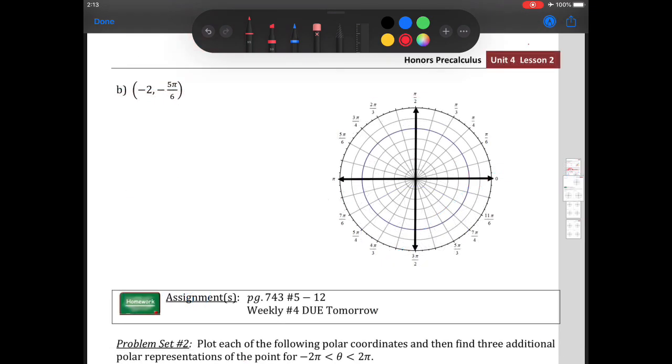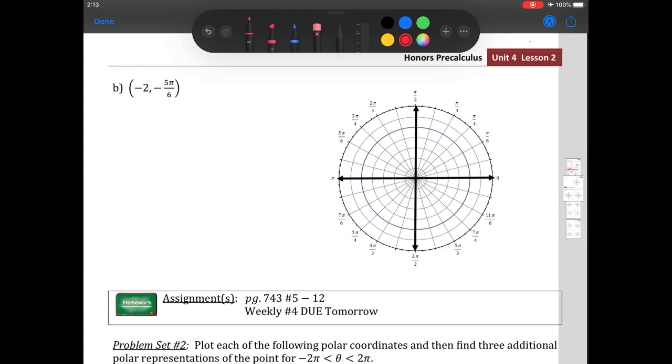So my question here says, this is my r. I always recommend writing r comma theta, at least for the initial part. Negative 2, again, start with your angle. Negative 5 pi over 6. Where's negative 5 pi over 6? It is right here. And since it's negative 2, I'm in the opposite direction. So I'm going to go in the opposite direction from the pole out. So that's where my point is.